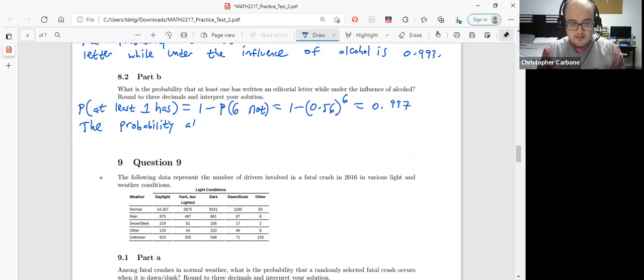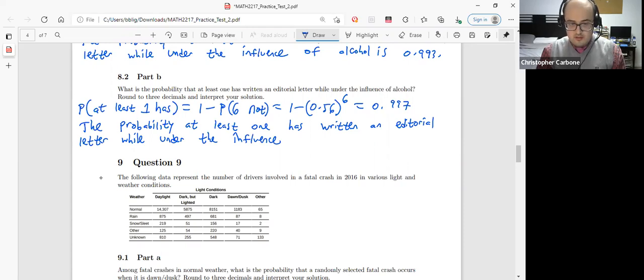So the probability at least one has written an editorial letter while under the influence of alcohol is 0.997.